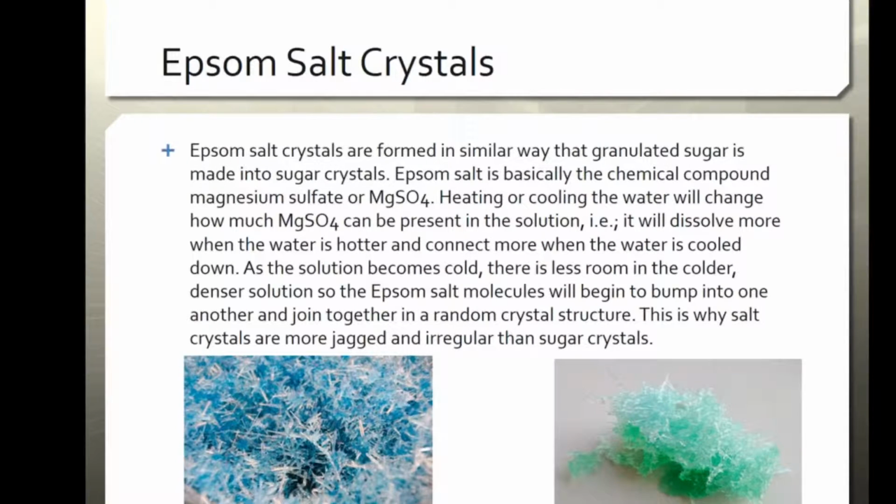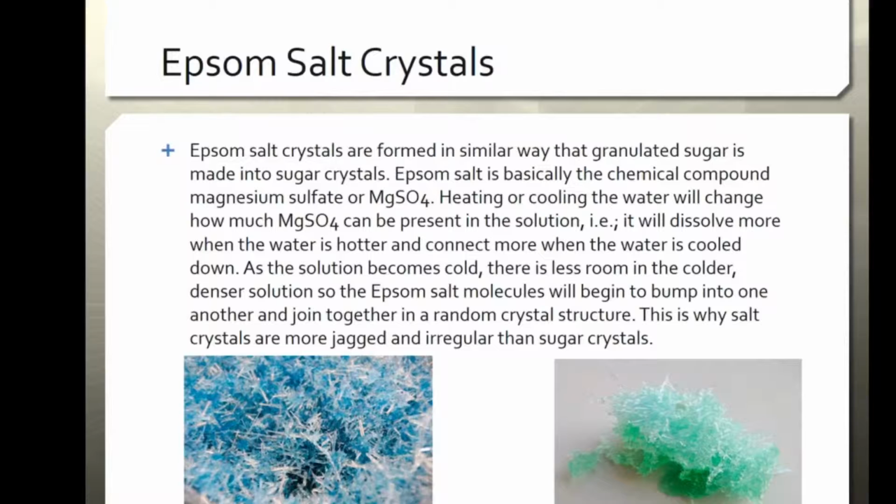Epsom salt crystals. Epsom salt crystals are formed in similar ways that granulated sugar is made into sugar crystals. Epsom salt is basically the chemical compound magnesium sulfate or MgSO4. Heating or cooling the water will change how much MgSO4 can be present in the solution, i.e., it will dissolve more when the water is hotter and connect more when the water is cooled down.